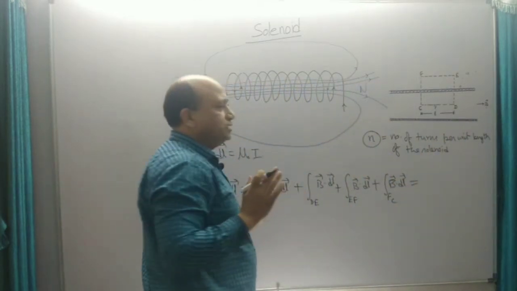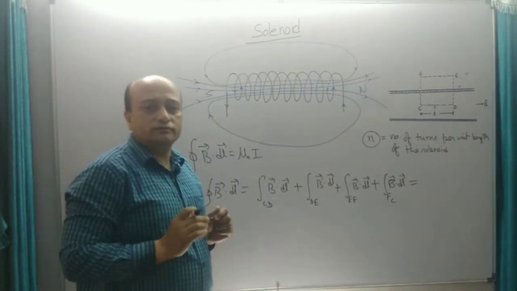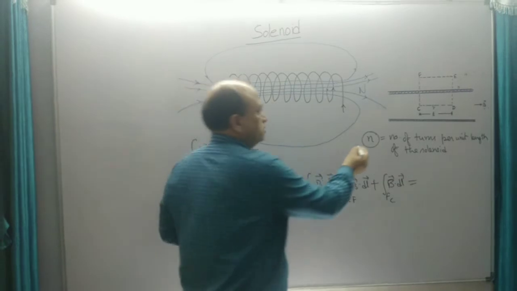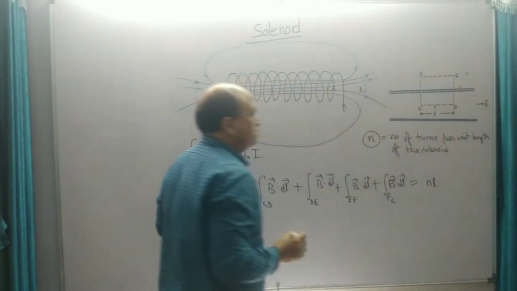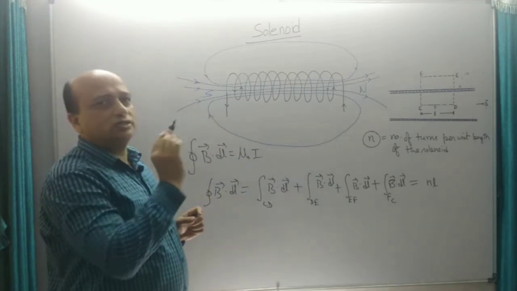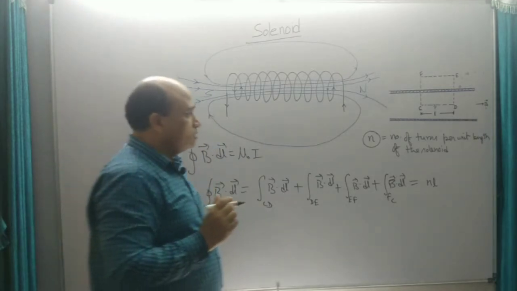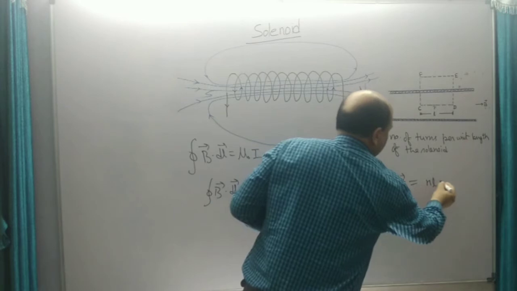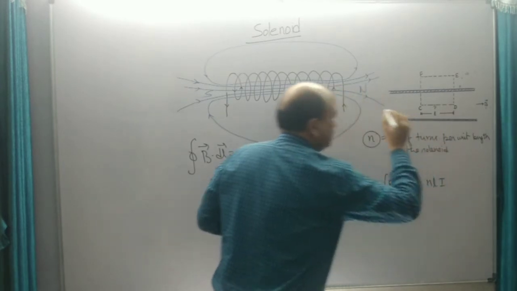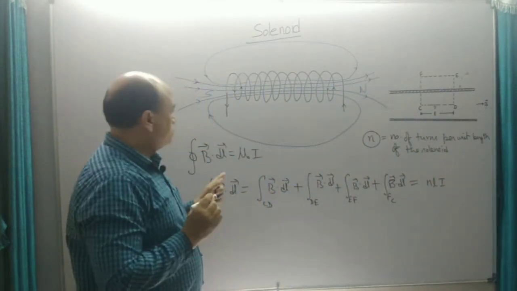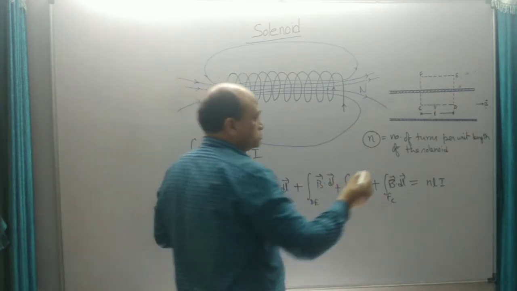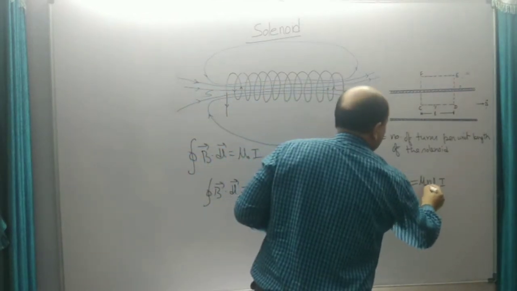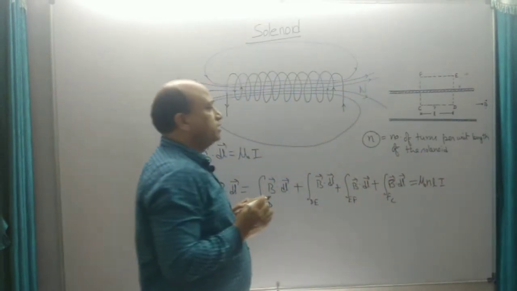So in L length, how many turns will be there? Unit length n turns are there, then in L length n into L turns will be there. Through one turn, how much current is flowing? I current is flowing. So through NL turns, how much current will flow? NL into I. Now as this solenoid is placed in free space, mu naught will also come here. So RHS will be mu naught NLI.